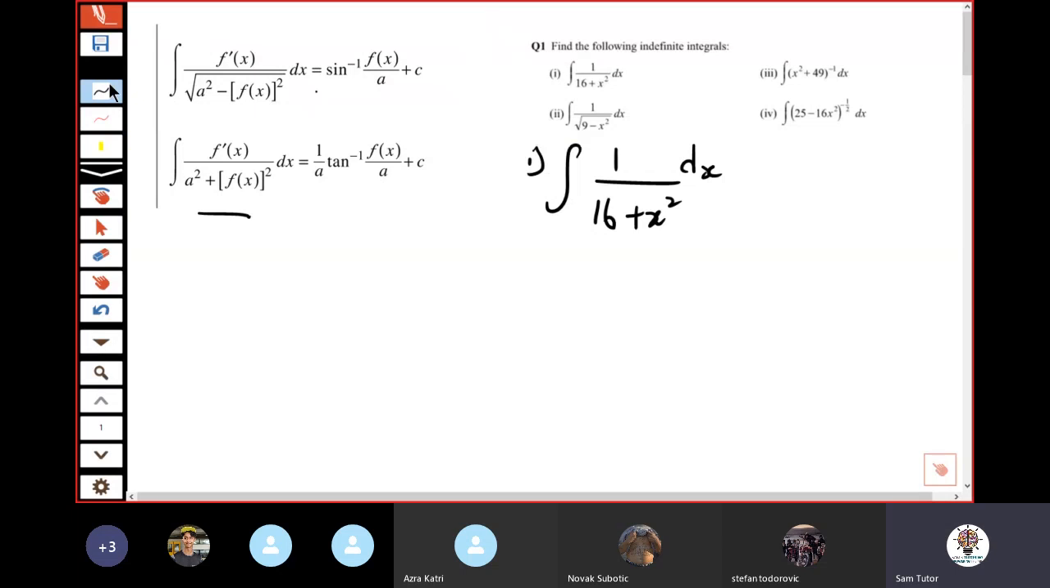Inverse sine of 0 is 0, minus inverse sine of negative a half, which is negative 30 degrees. So what's your answer, Azra? Pi on 6. Good job. Thank you.